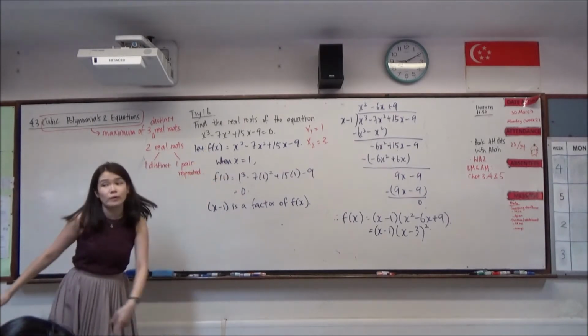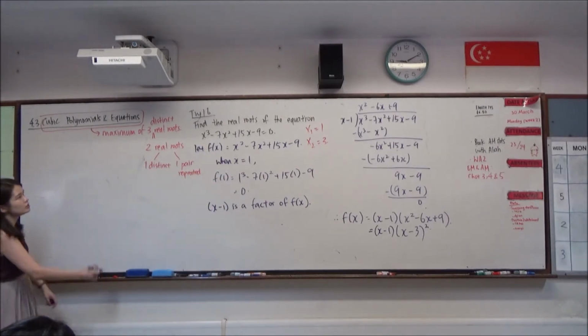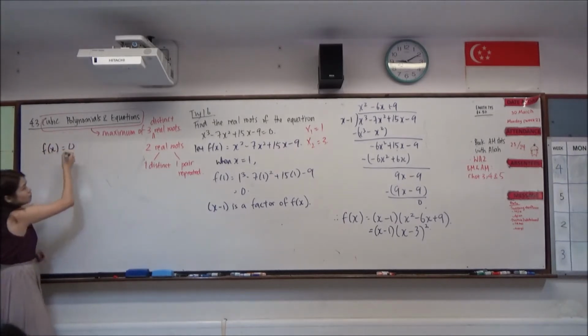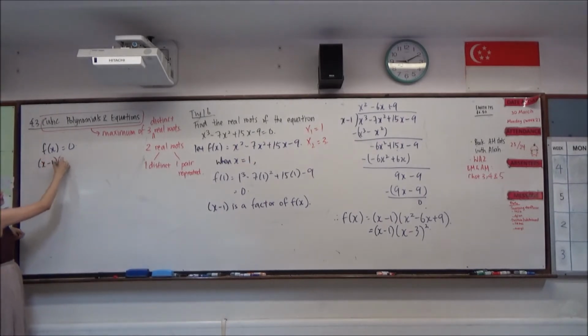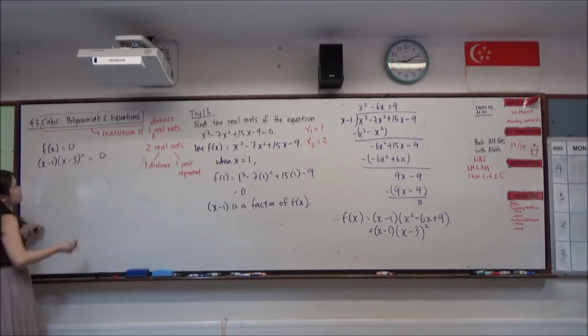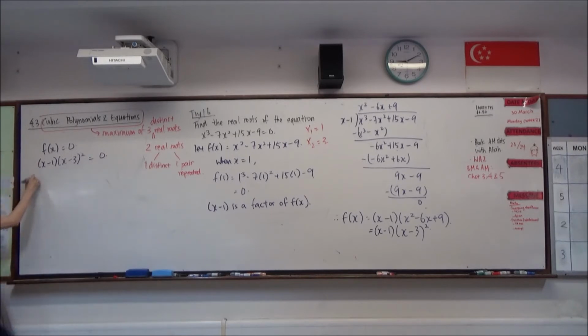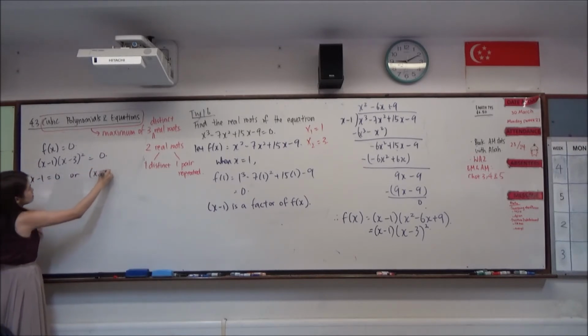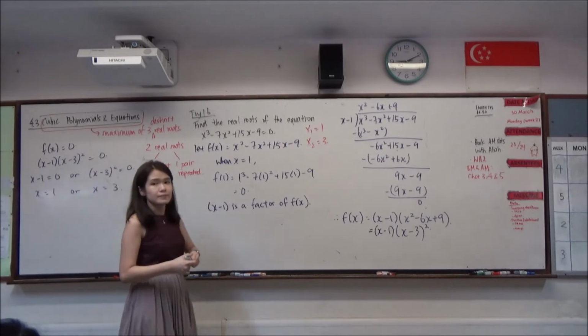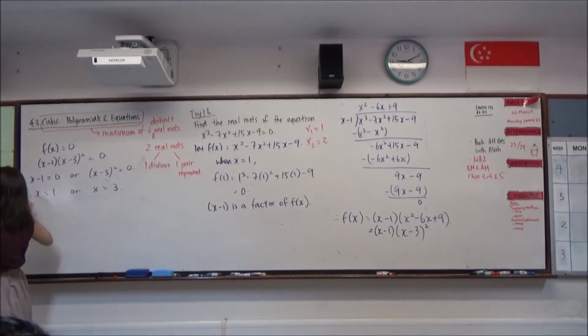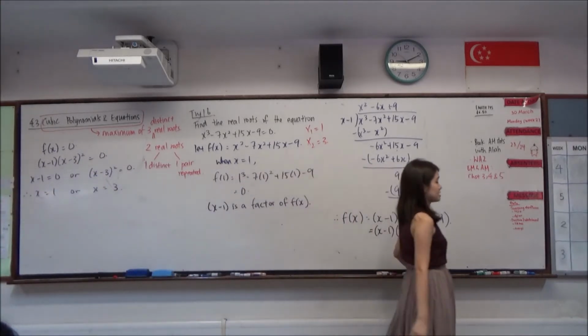We have not yet solved the question. The question wants us to find the real roots. So when f(x) is equal to 0, which is this whole polynomial equals to 0, that will mean that (x minus 1)(x minus 3) squared equals to 0. So it is x minus 1 equals to 0 or (x minus 3) squared equals to 0. Clearly it only happens when x is 1 or 3. So that's how we solve. When solving a cubic equation, we can only do it by factorization.